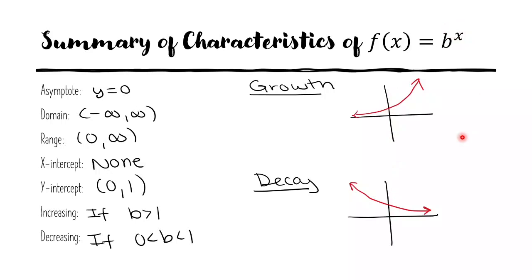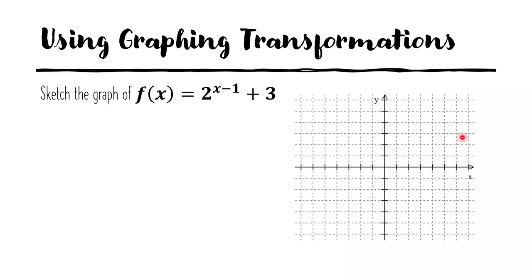And then finally, if that base is bigger than 1, we have exponential growth. The function will be increasing. If that base is smaller than 1, but bigger than 0, we have exponential decay, and the function will be decreasing. Now we can graph other exponential functions using the concept of graphing transformations.